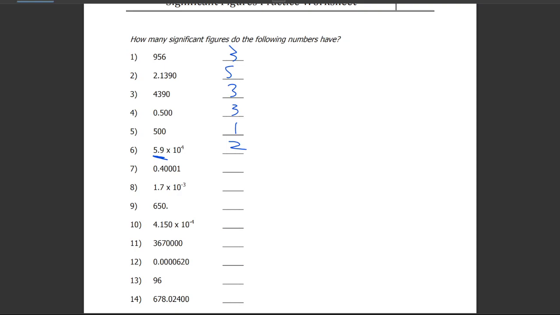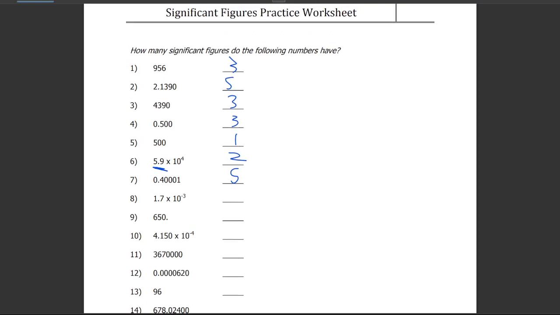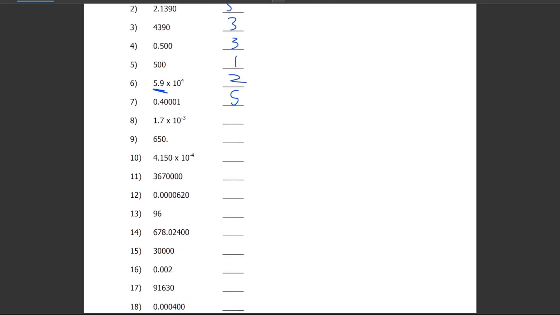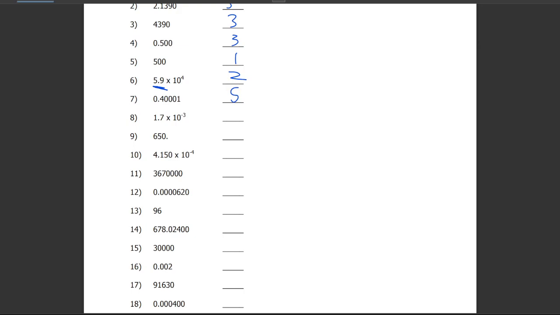Number 7, 0.40001. All of those zeros are trapped, so they all count as significant figures. That leaves us with 5 significant figures. Number 8, 1.7 times 10 to the negative third. We only look at this side. So we have two significant figures here.